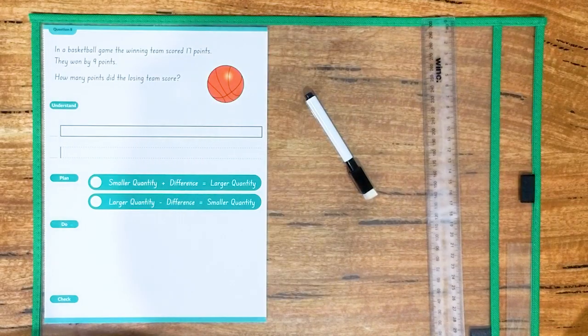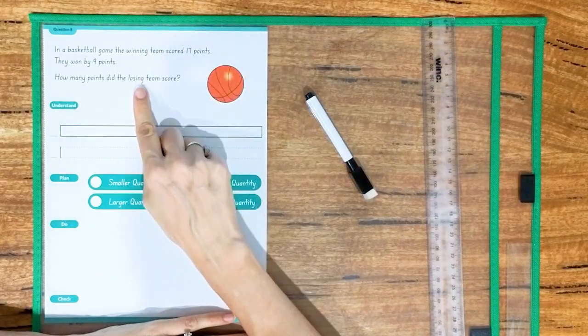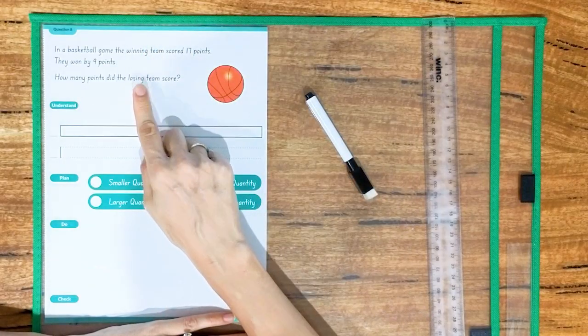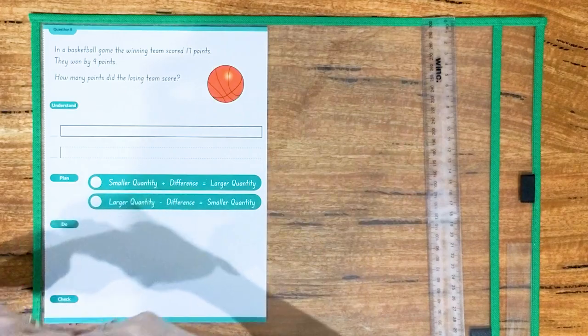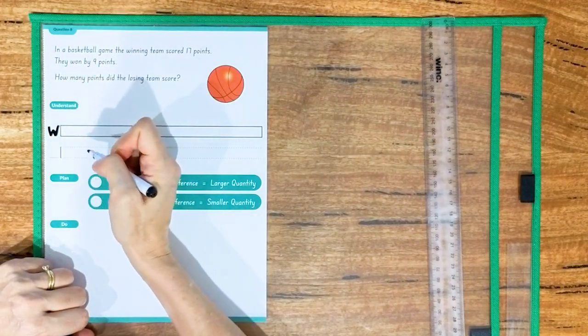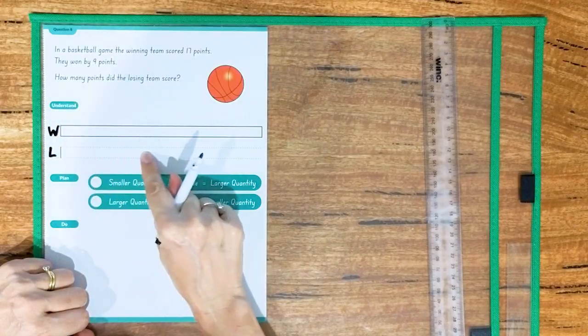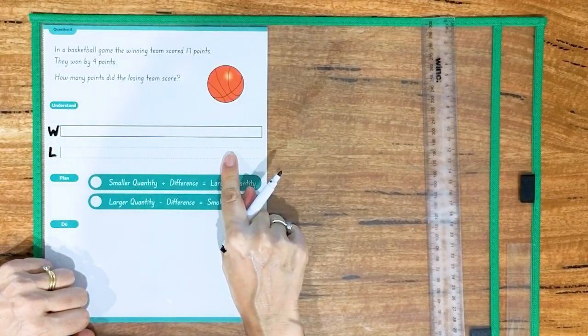In this question, we are comparing the winning team's points with the losing team's points. The winning team I will put here in the top bar because they will have the most number of points, the larger quantity. The losing team's points will go here along with the difference.